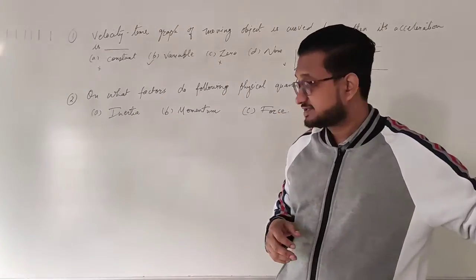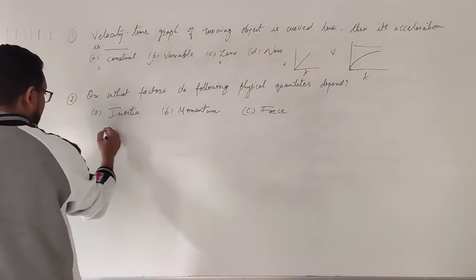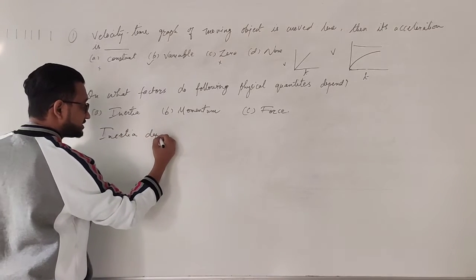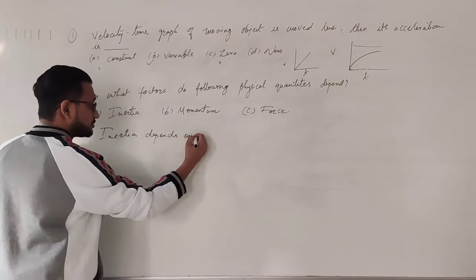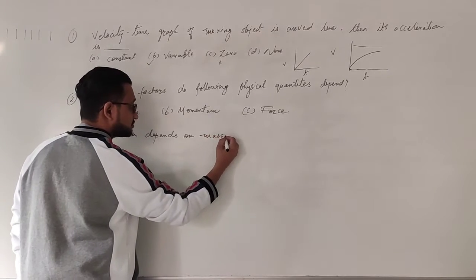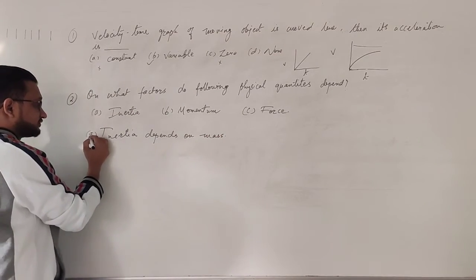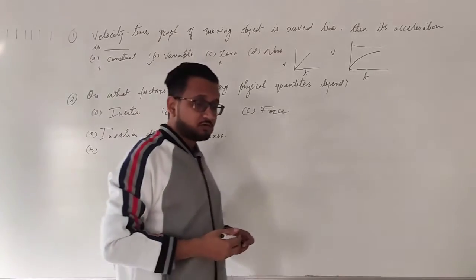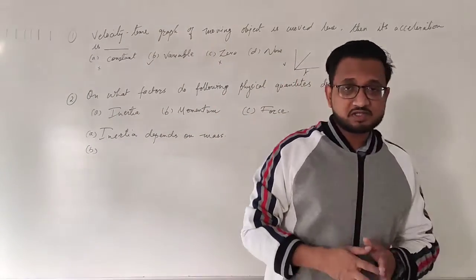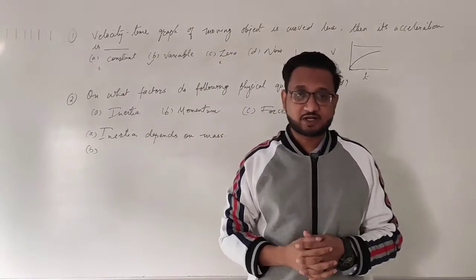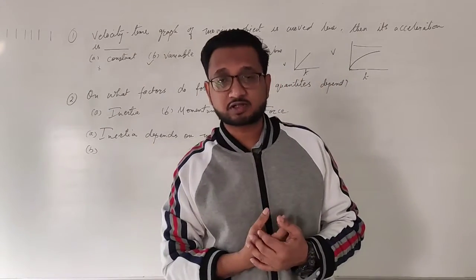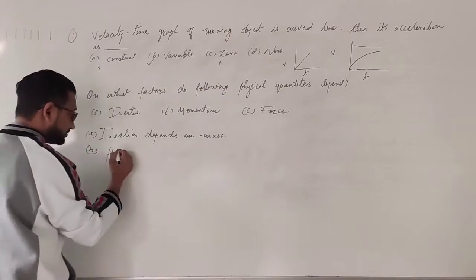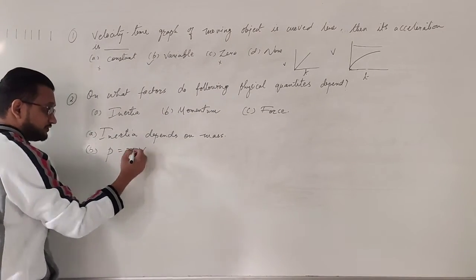So the first one is, inertia depends on... we are writing the answer over here. Inertia depends on mass. Okay. Answer for the second one, B. Momentum. What is momentum? Momentum is the product of mass and velocity. I will write over here, momentum P is mass into velocity.